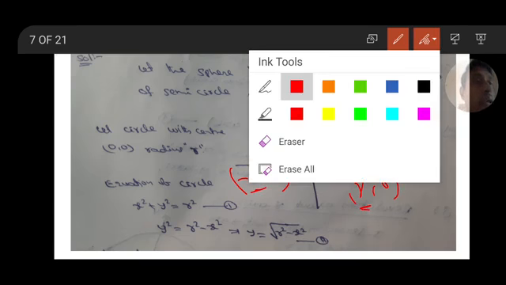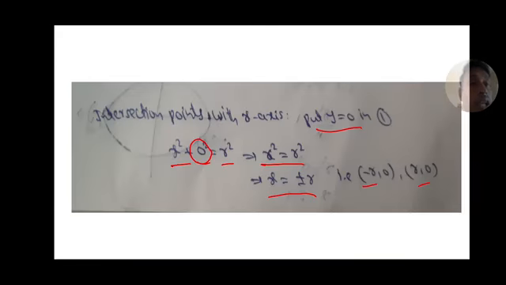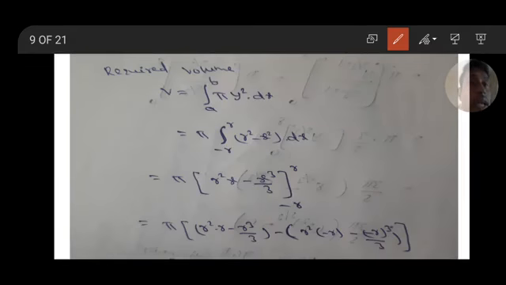Total revolving a to b. Therefore the required volume is the integration from a to b of pi y square dx, revolution about the x-axis. Pi is a coefficient outside, limits minus r to r, and y square means r square minus x square dx. Pi is the coefficient outside, and r is the constant.